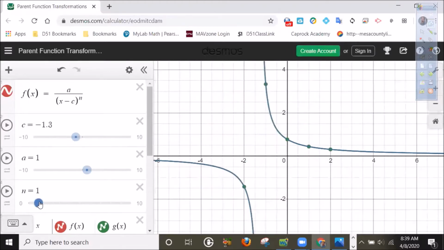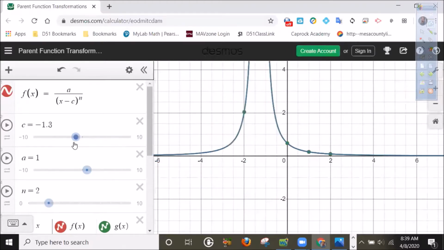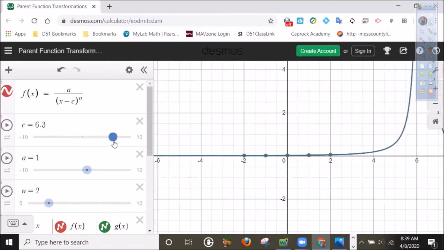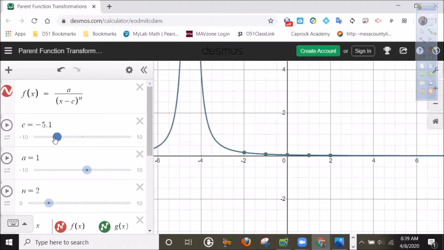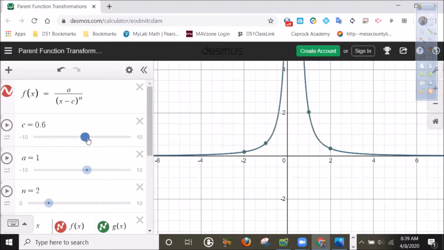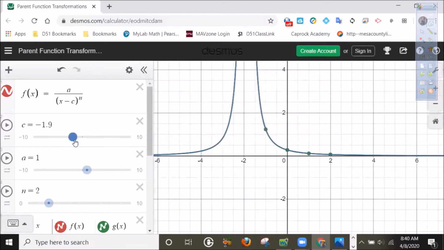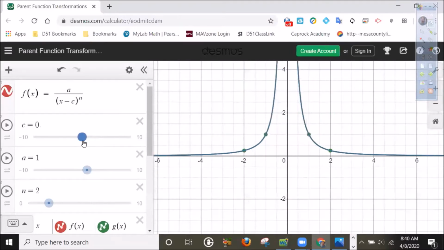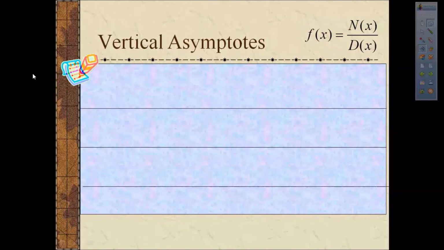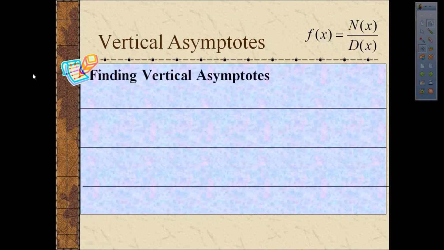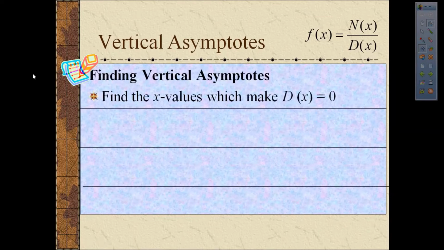Same thing is true for 1 over x squared. You can move that vertical asymptote to the right or move that vertical asymptote to the left. It all depends on the values that make that denominator equal 0. So to summarize what we know about vertical asymptotes so far, when we're looking for vertical asymptotes, we want to find x values which make the denominator of our rational function equal 0.